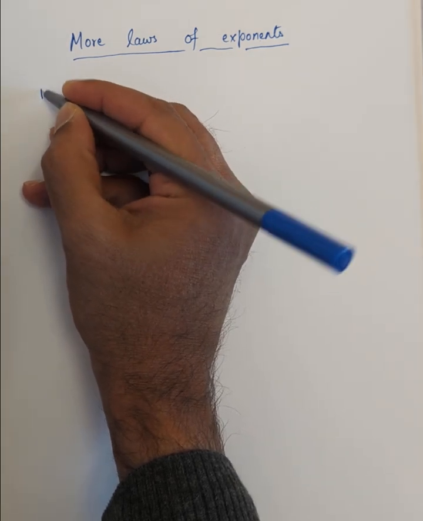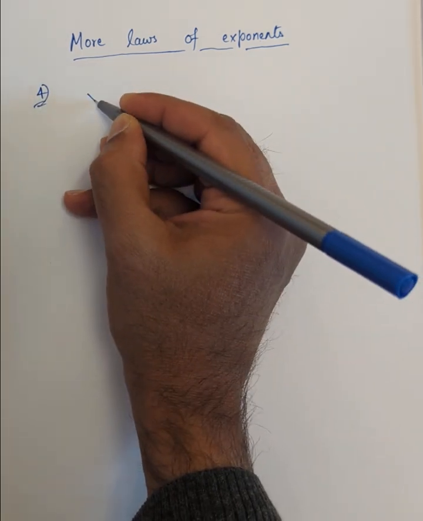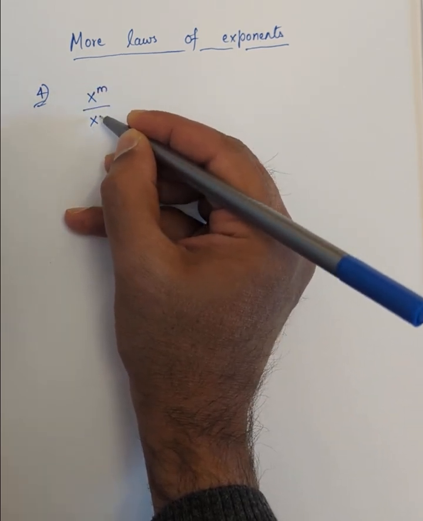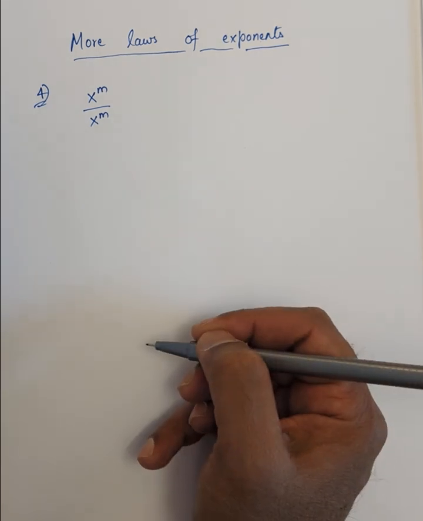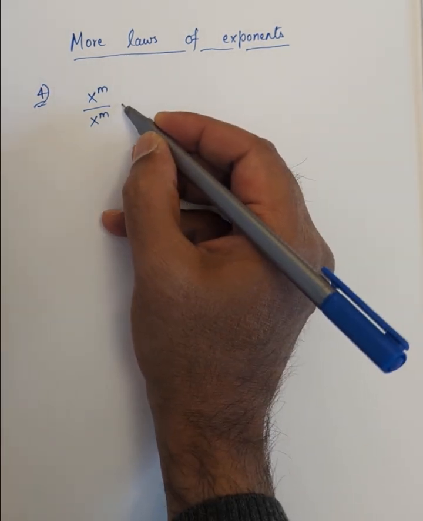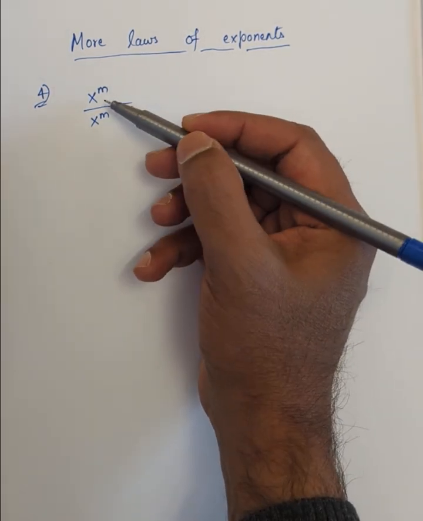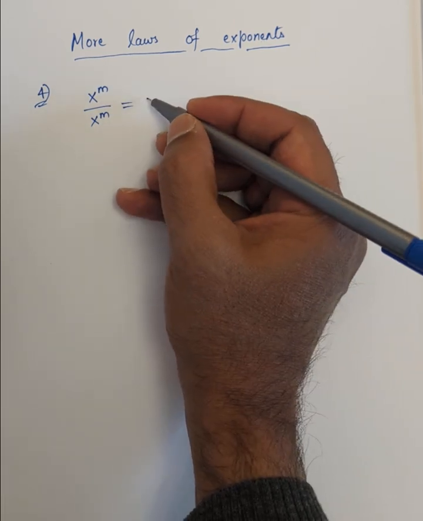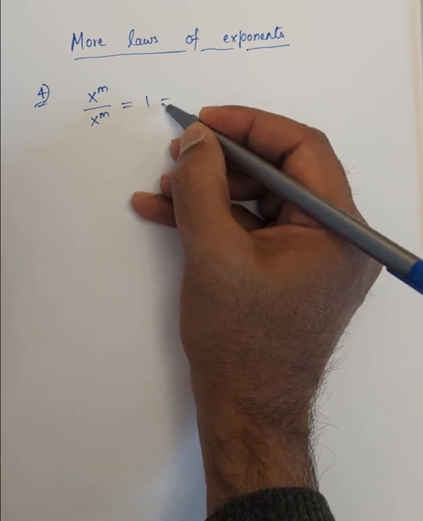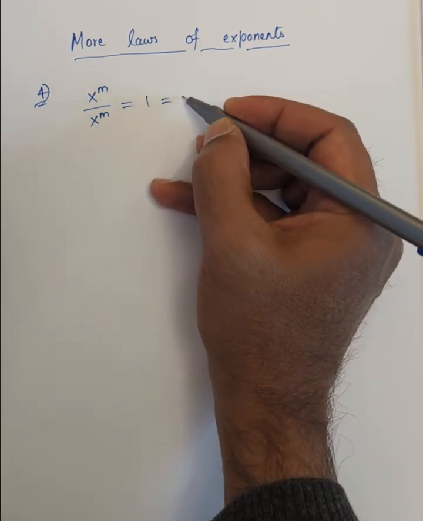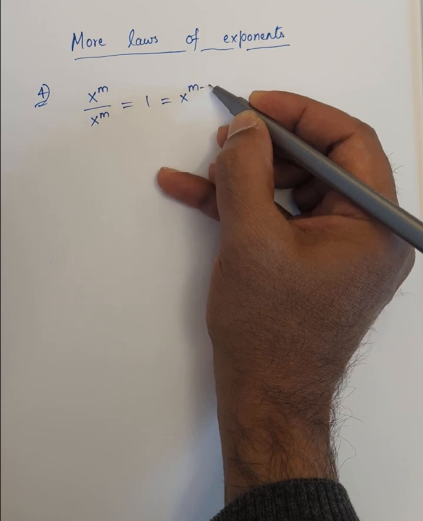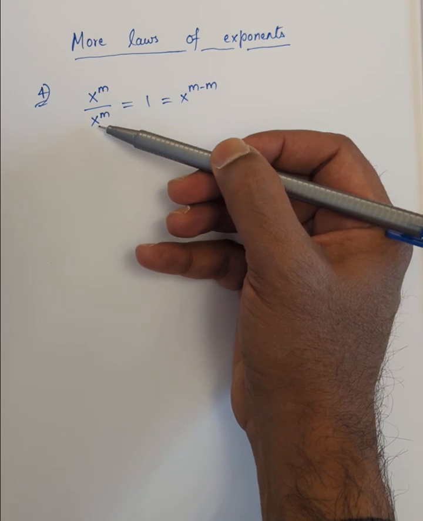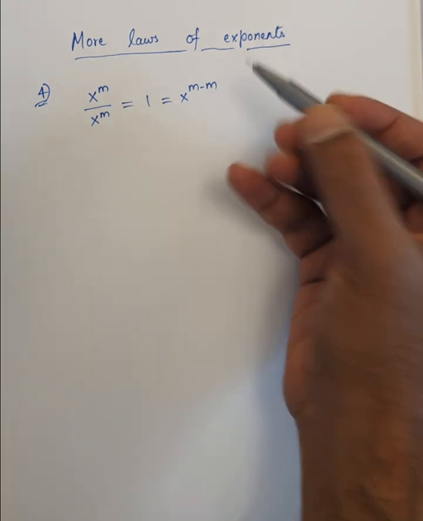and we look at a special case. So if you have x to the m divided by, not x to the n, but x to the m again, then we know the answer has to be equal to 1, because anytime you divide something by itself, you should get an answer of 1. But notice, this should also be equal to x to the m minus m, because whenever you divide x to the m by x to the n, you should get that.